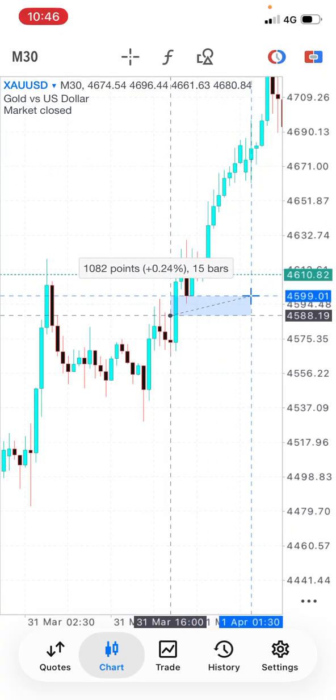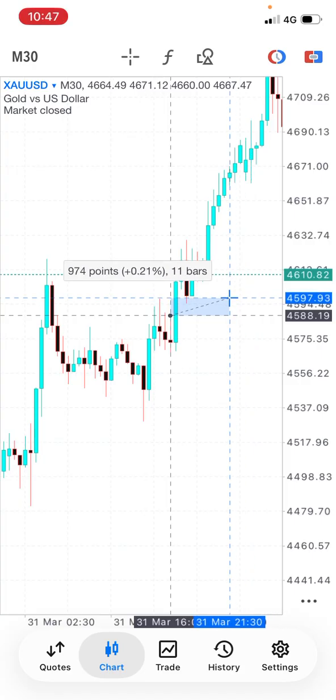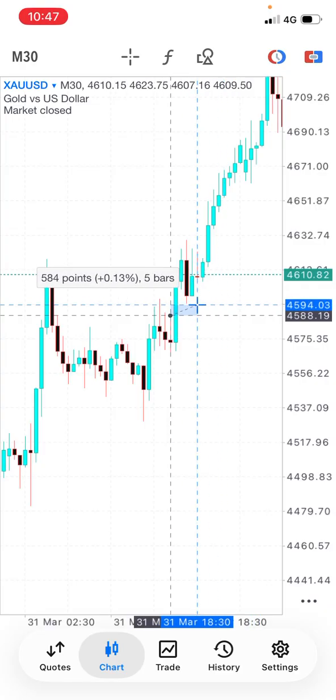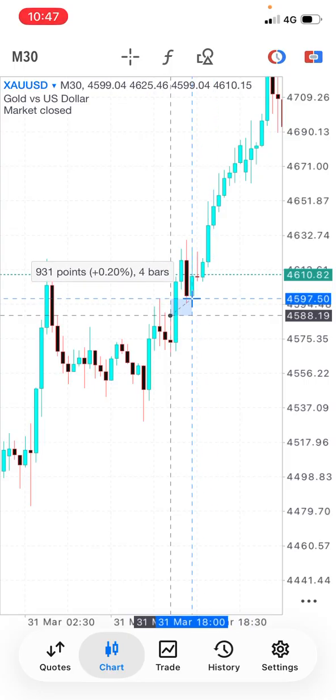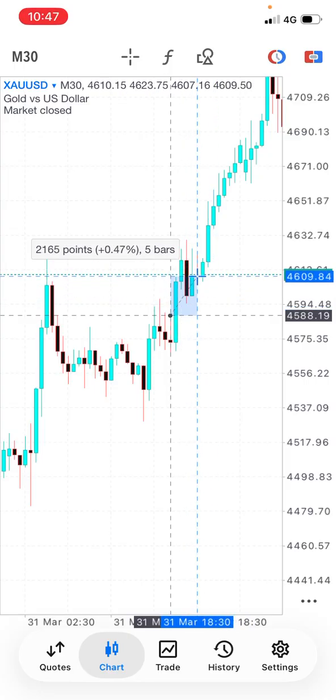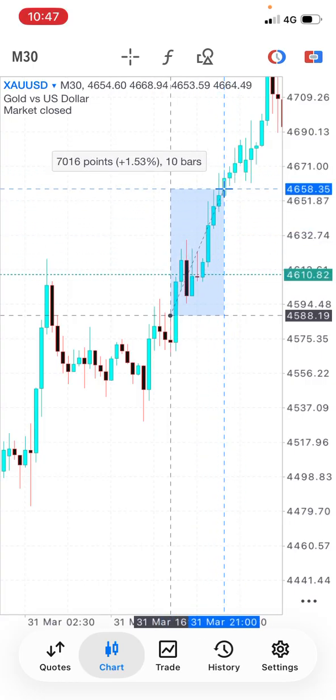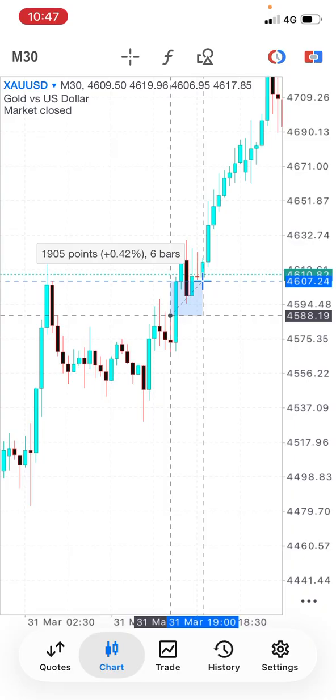So I do not enter immediately, because when you take a trade in immediately, you have no chance to catch the good moves. So here you can see 649 points plus 40%, 10 bars here. So when you take a trade here, the price gives you a good opportunity to buy and take good profits.